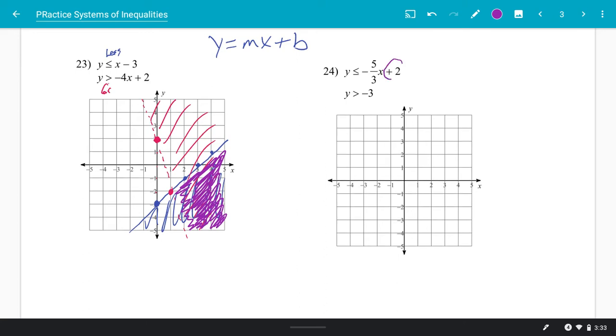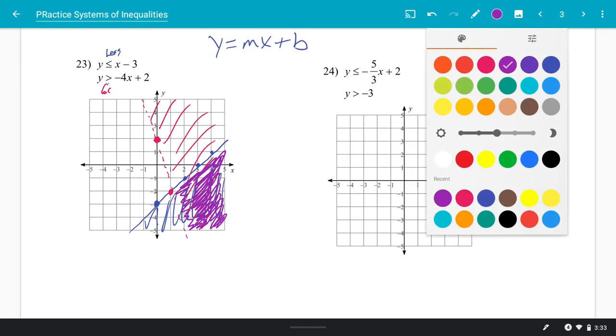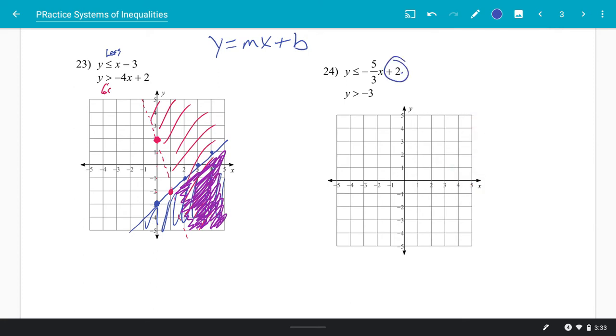The first line, let me go back to blue. My y-intercept is 2. My slope is -5/3, so down 5, 1, 2, 3, 4, 5, and over 3, or to the right 3. My line is going to be solid because it's or equal to. And I'm going to shade below the line because it is less than.